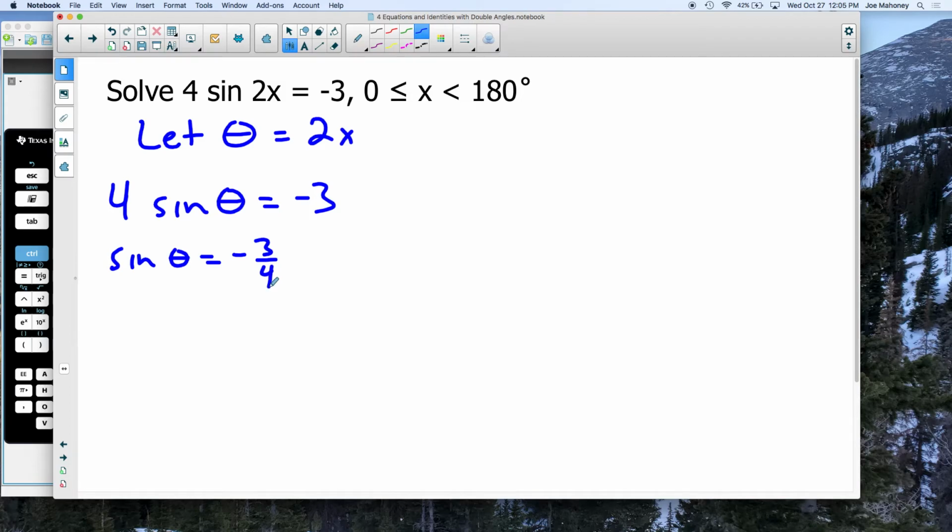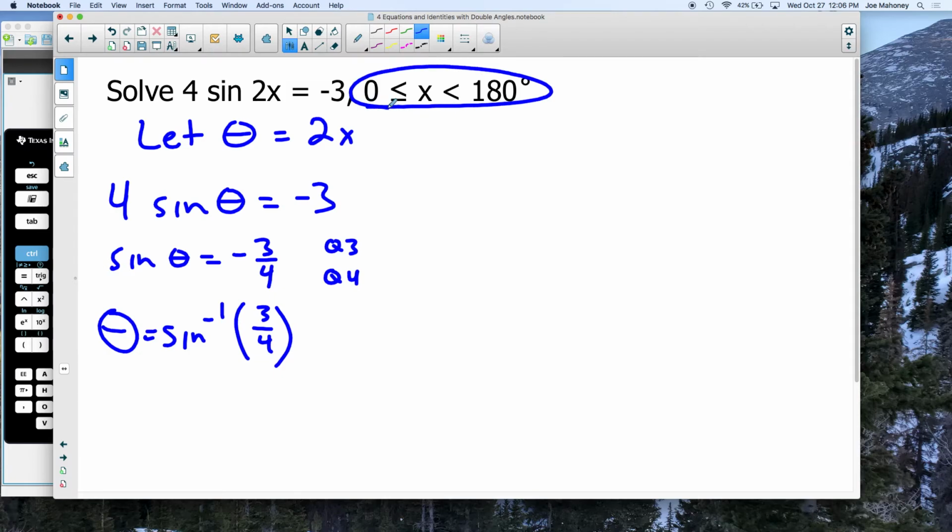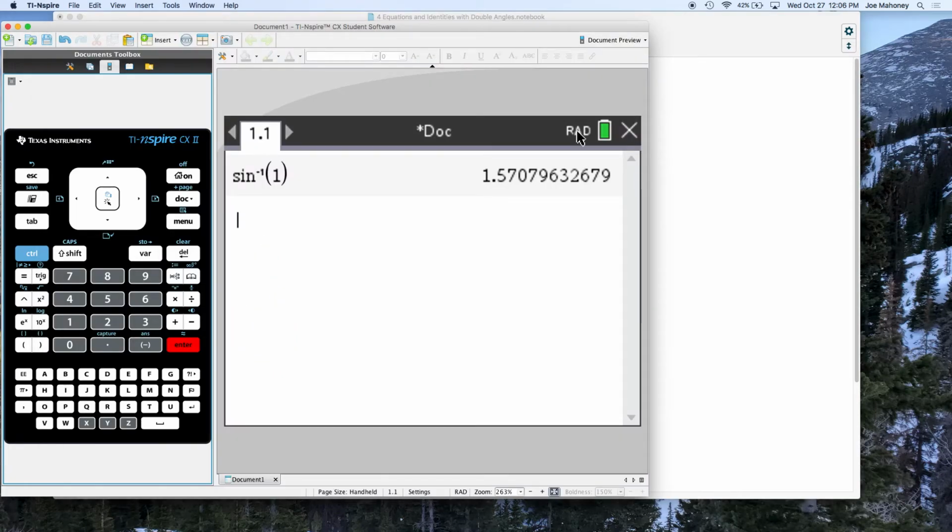Okay, that's going to tell me that theta is going to be in quadrant 3 and quadrant 4 because that's where sine is negative. So when I go to my calculator, what I like to do is take the inverse sine of 3/4. I'm going to do the positive, the quadrant 1 angle, and then I'm going to move it to quadrant 3 and quadrant 4. I'm noticing that I'm in degrees up here, so when I go to my calculator, I better change my calculator to degrees.